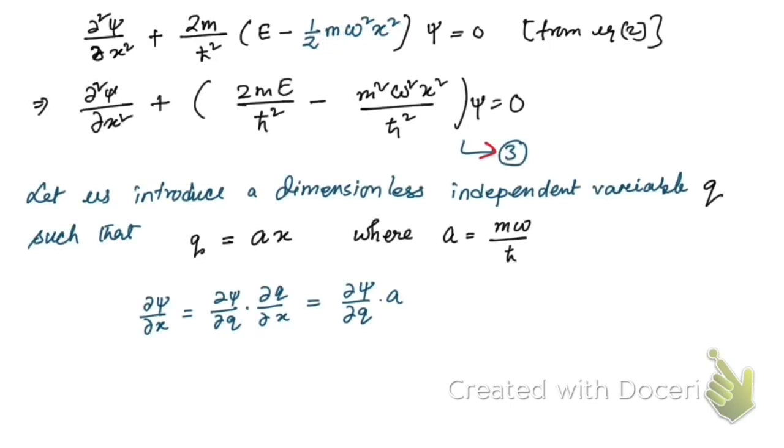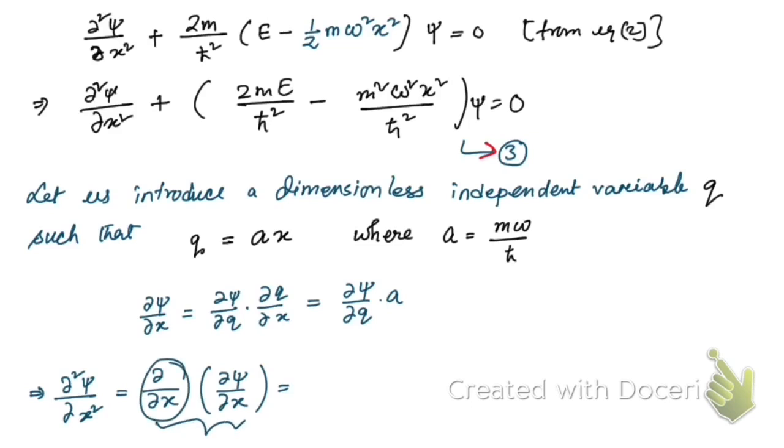If you differentiate it again with respect to A, the second order derivative of psi with respect to A can be written this way: del by del x of del psi by del x. On the right hand side, if you make it del by del q, then you will have del q by del x, as we have made it del by del q.